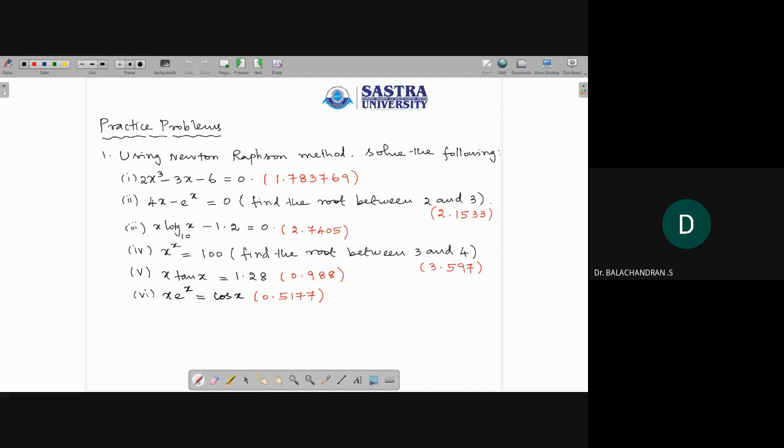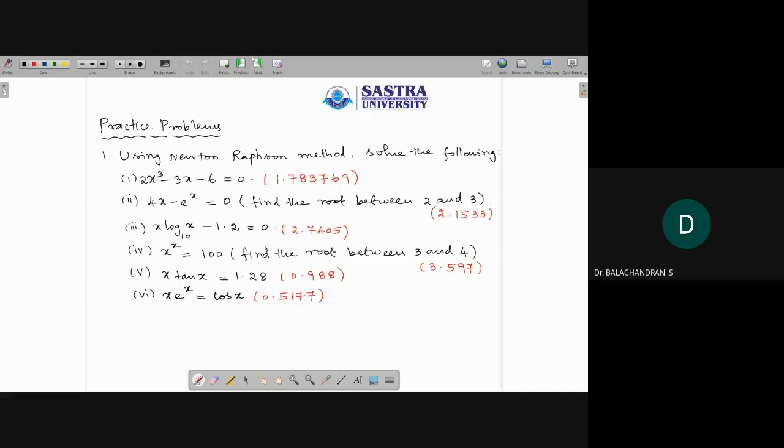x log x minus 1.2. Here x power x is equal to 100. Find the root between 3 and 4. x tan x is equal to 1.28. x e power x is equal to cos x. So try to solve these problems. The answers are also given here.